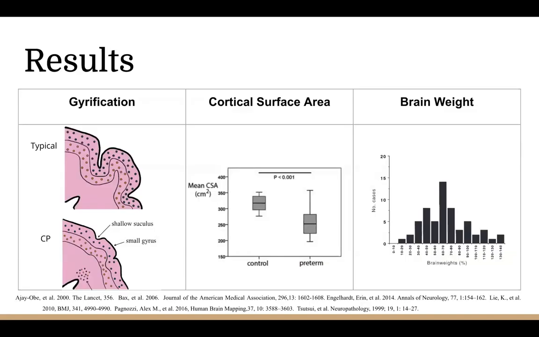The metrics we look at are gyrification, cortical surface area, and brain weight. People with cerebral palsy tend to have a decreased gyrification index and a reduced sulcal depth as compared to a typical folding pattern. As seen in the middle chart, there is also a decrease in cortical surface area in the preterm group compared to the full-term control group. This measure is related to the gyrification index and sulcal depth decreases. The cortex also tended to be thicker and less complexly folded in this group. Finally, the histogram of brain weights shows that most of the cerebral palsy cases studied were about 50 to 80% of the weight of a normal brain at the respective age.